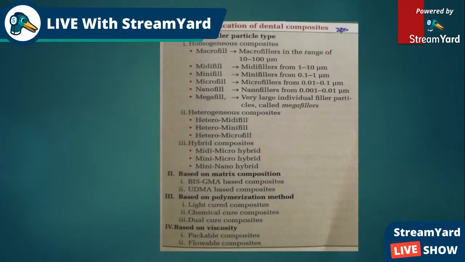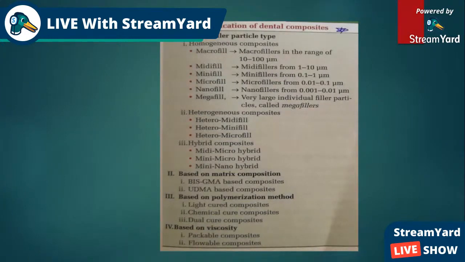So based on the filler particles, there were a lot of composite types that were introduced back in 1960 to the 1980s. There are the macrofills, then the midifills, then the minifills, then the microfills, having different diameters of filler particles. The macrofill has larger diameters of particles, which interfere with its physical properties. Like the macrofill has a rough surface texture as compared to the microfill, and it is more susceptible to plaque accumulation and extrinsic staining, whereas the microfill has a smaller diameter of filler particle, and it is more polishable, so there is minimal chance of plaque accumulation and extrinsic staining.